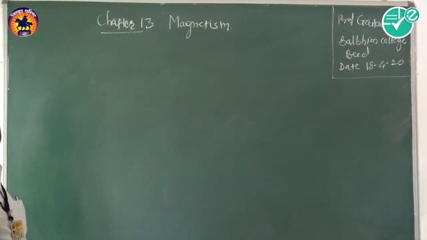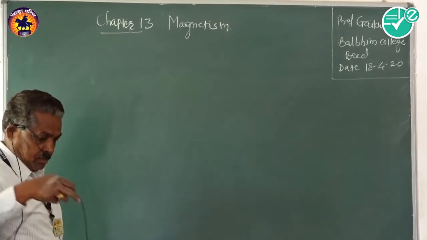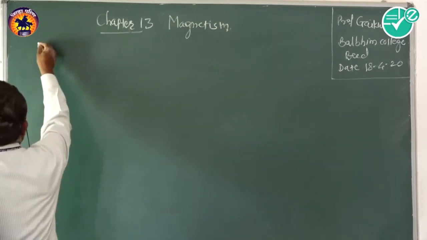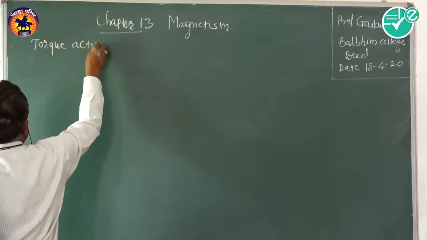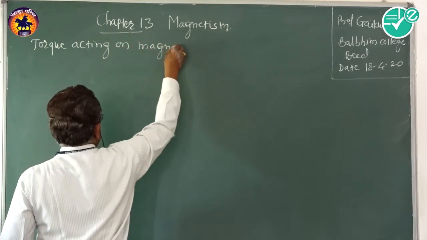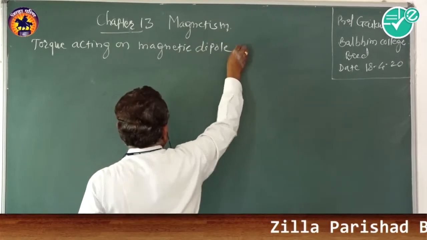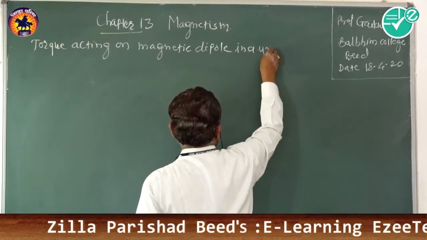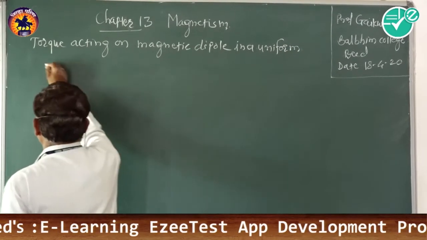Chapter 13, magnetism. In this we have to see the expression for torque acting on a magnetic dipole in a uniform magnetic field.